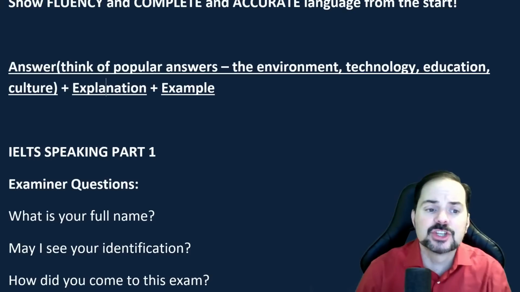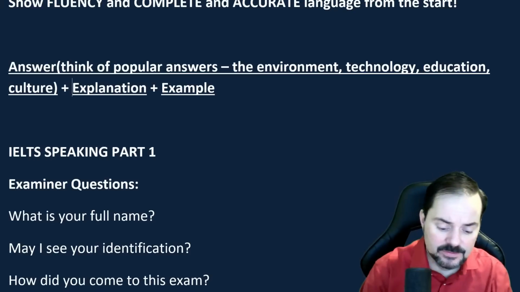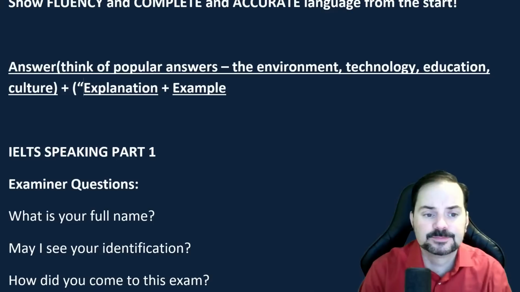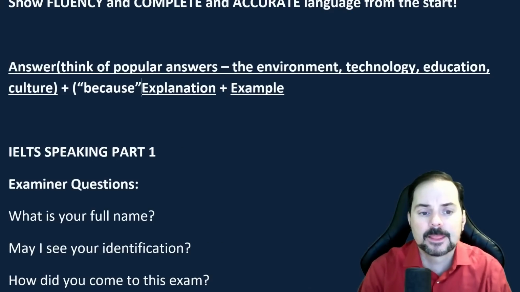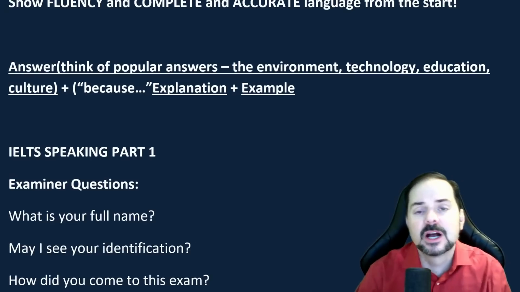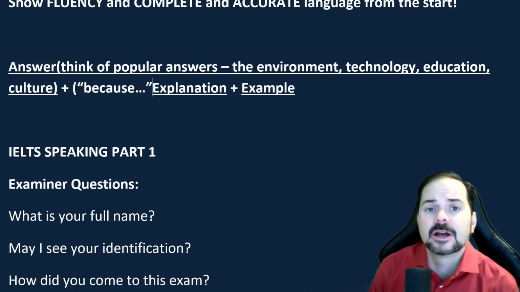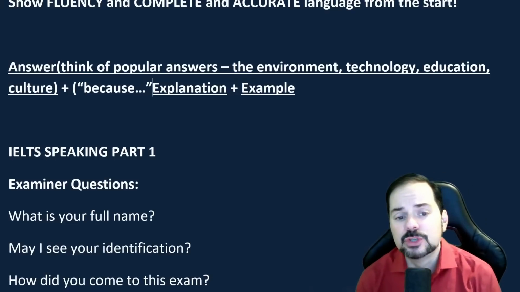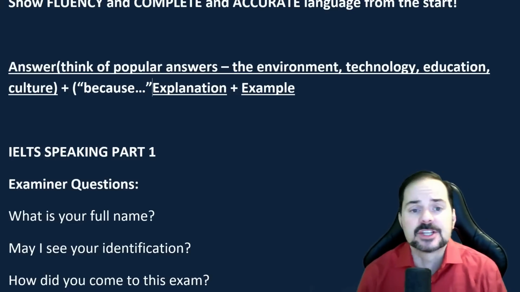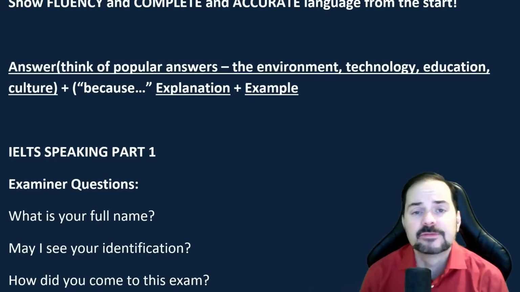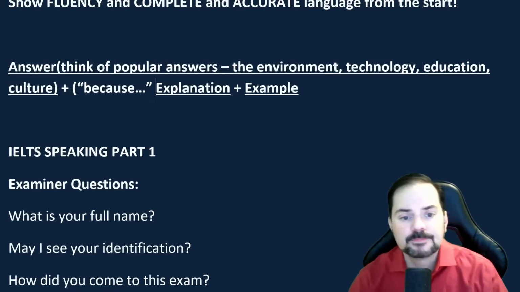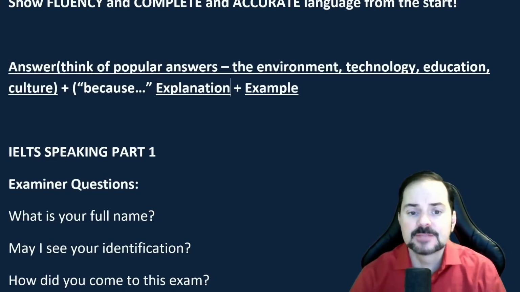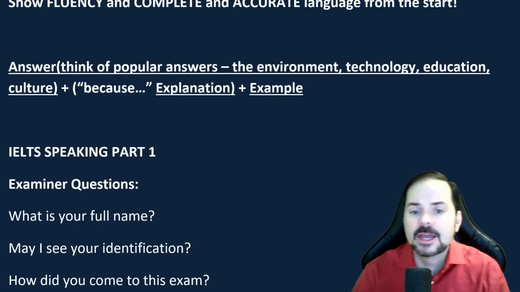With the explanation, always kind of think of using the word because, okay? And then whatever else you've got coming, okay? So this is my answer: I like to ride my bike to work because it helps me stay fit and decreases pollution. Just yesterday, I biked 5 kilometers to and from my house, okay? So explanation. And then the example.